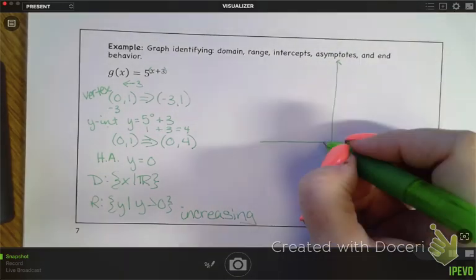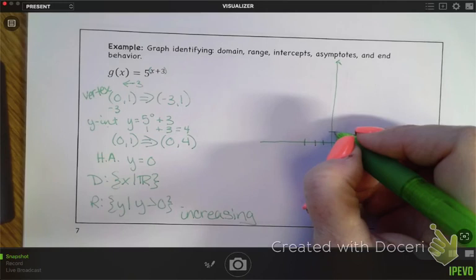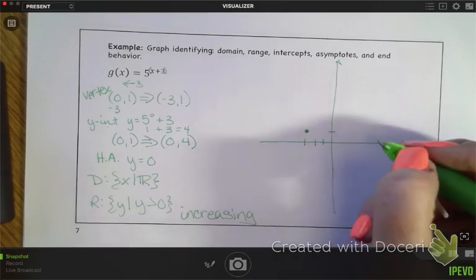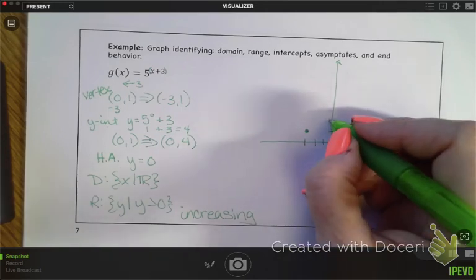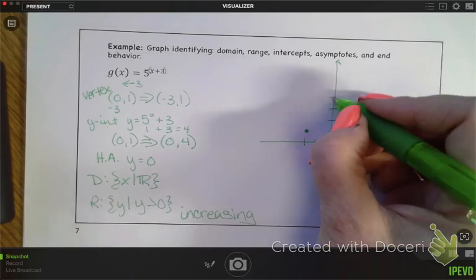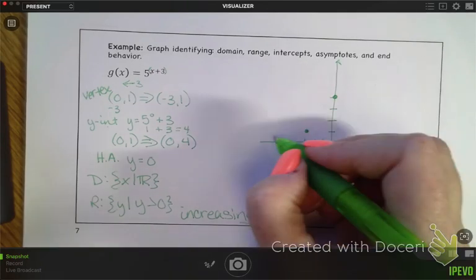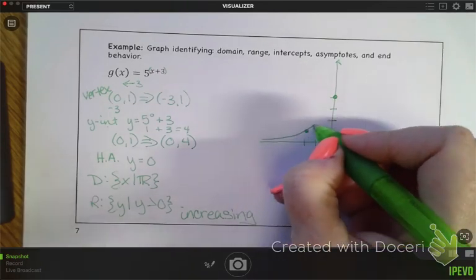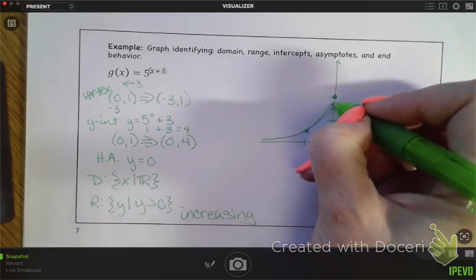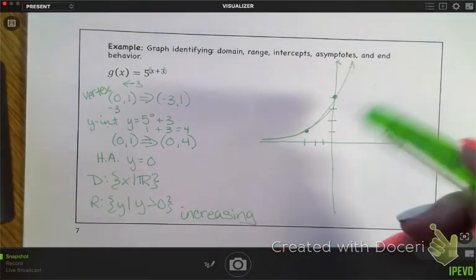Okay, so I have negative 3, 1. And I have 0, 4. And I have 2 points here, so I don't need any more. I don't want to find any more. And in order to fit this, it's going to have to be increasing, so we are right.